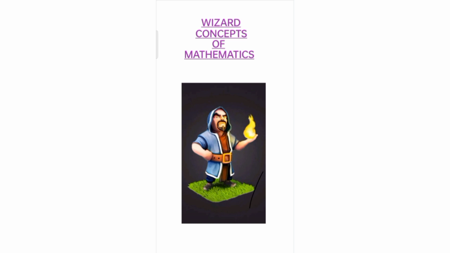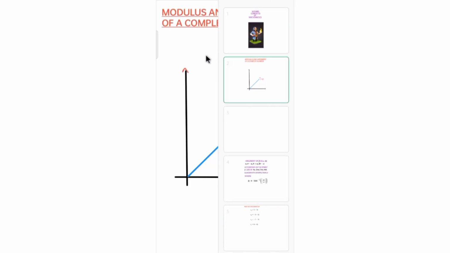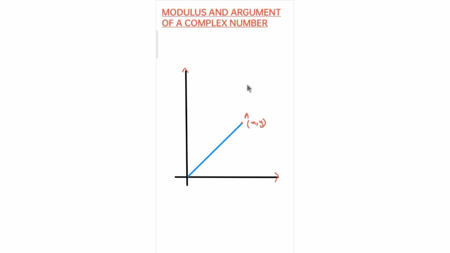it is a wizard concept of mathematics, because many of the problems that we deal with in complex numbers involve the argument, and argument has a significant role in many further topics like trigonometry, as well as various coordinate geometry problems. So we use it very often. Argument is a very important concept, I feel, in complex numbers. So that's the reason I have taken this concept. The very first topic would be the modulus and the argument of a complex number.